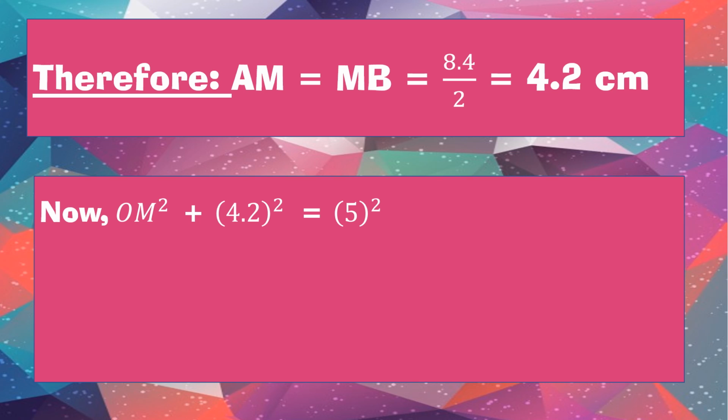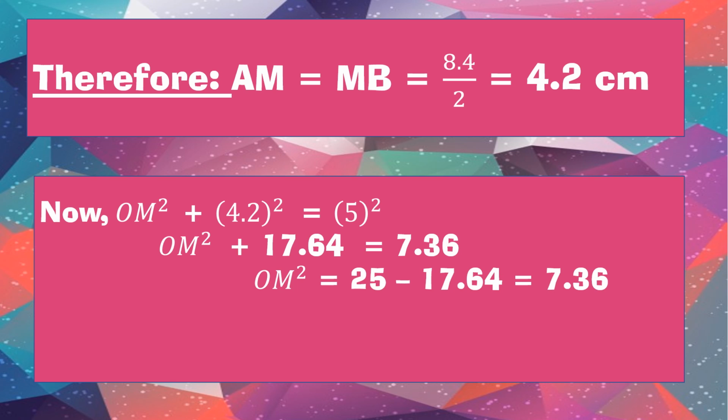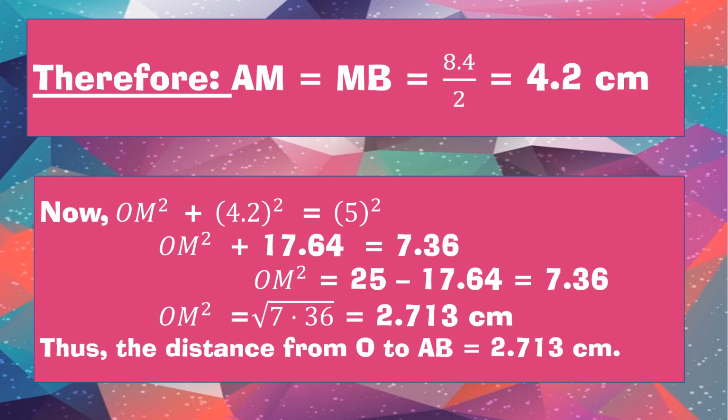So now we are going to move on to our solution. We have to go back to the original formula. We got OM squared plus 4.2 squared is equal to 5 squared. Now let's continue to substitute, since our unknown is OM squared. OM squared plus 17.64 is equal to 25, so OM squared is 7.36. So we calculate everything and get the square root. Therefore we get 2.713 centimeters. Thus the distance from O to AB is equal to 2.713 centimeters. And that's right, that's the final answer.